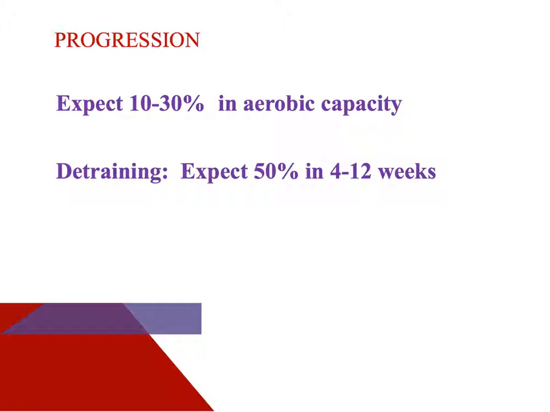When we're progressing, we should be able to expect a 10 to 30% increase in aerobic capacity. Note, though, if we have detraining, we can expect at least a 50% decrease in our VO2 max or aerobic capacity within as little as 4 to 12 weeks. So we want to make sure that we're making those improvements and progressing and not detraining for too long. We may be back where we started from within as little as 3 months.